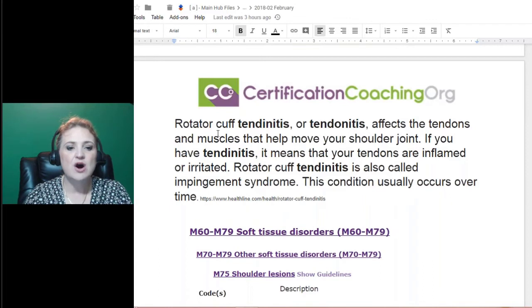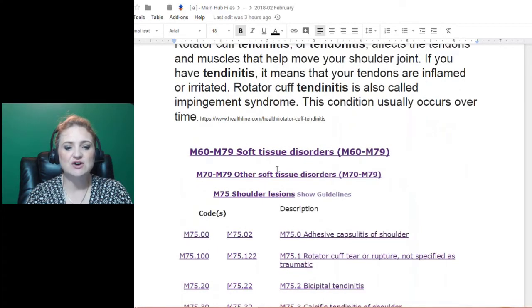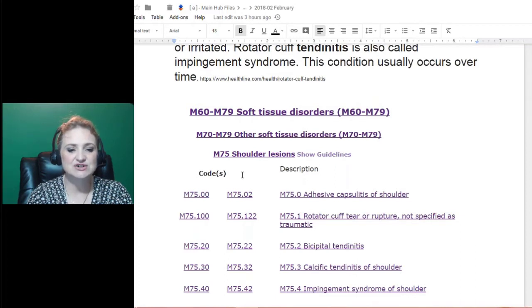Now, RCT is rotator cuff tendinitis or tendonitis, and that is in the shoulder, the rotator cuff. So again, we need to be aware of the difference there. Where do we need to go find the codes? Well, here's some codes that have to do with shoulder lesions. And that's actually what this is, a lesion in the shoulder.